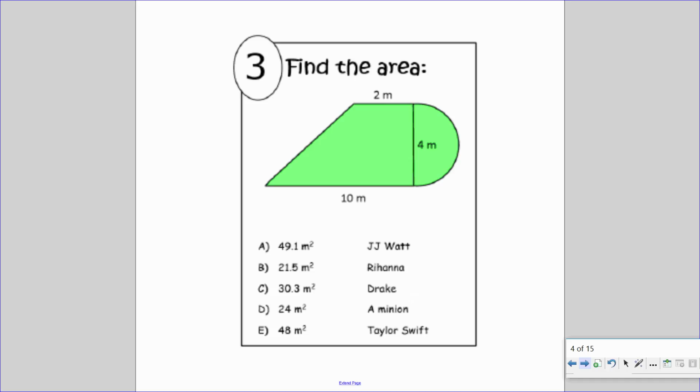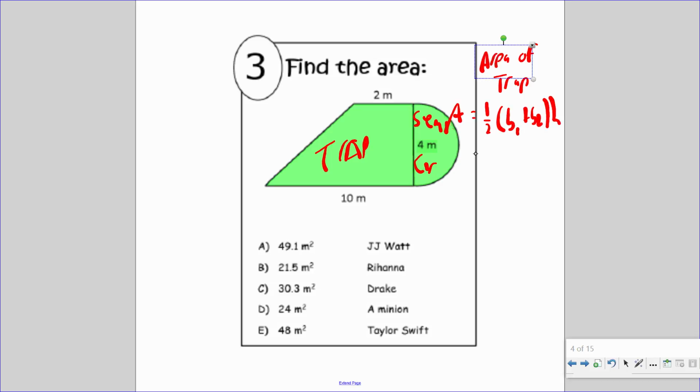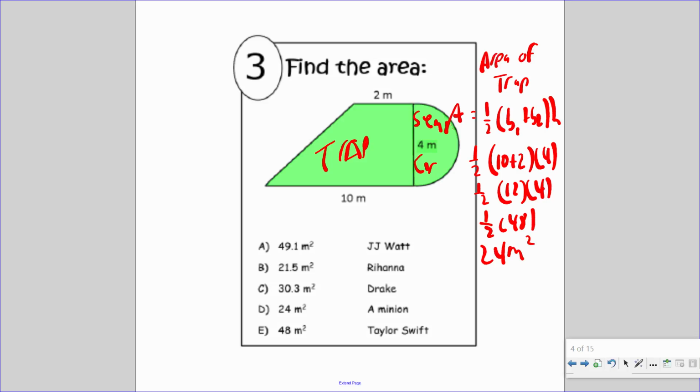Next one. In this one, what two shapes do you see here? I see a trapezoid right here, and I see a semicircle right here. So let's do the trapezoid first. The area of this trapezoid, again, is very important. You write out the formula and substitute properly. The two bases are 10 and 2, and the height is 4. 10 plus 2 is 12. Height is 4. So 12 times 4 is 48. Half of 48 is 24 square meters. So the area of the trapezoid is 24.